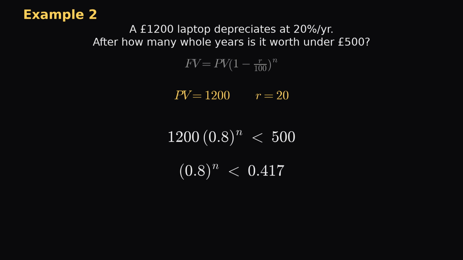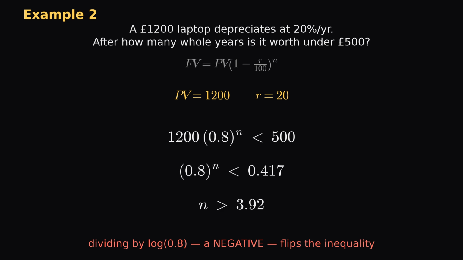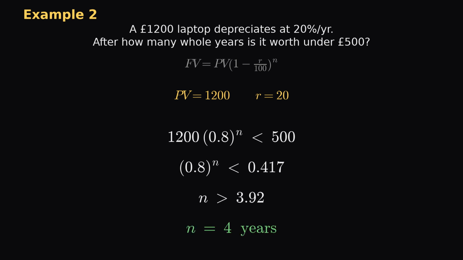Take logs, and here's the part to watch. When you divide by the log of 0.8, you're dividing by a negative number, so the inequality flips. n is greater than 3.92, so the answer is 4 years.